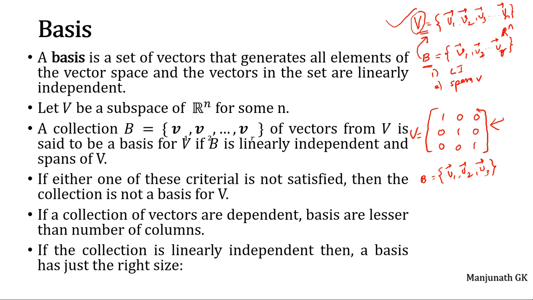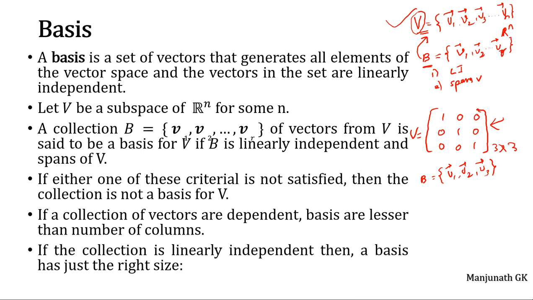So, as I have said here, if vectors are independent, then they form a basis set. If the vectors are dependent, then the basis size will be less than the number of columns. The number of columns is 3 here, so the basis size is equal to 3 because they are independent. So these are the concepts of basis.